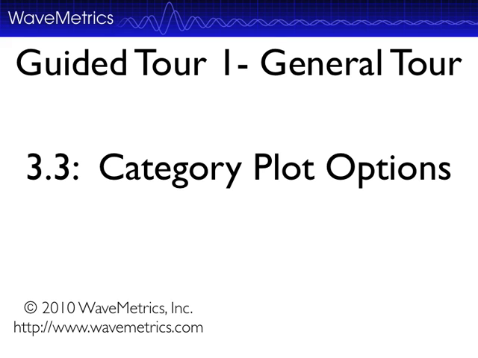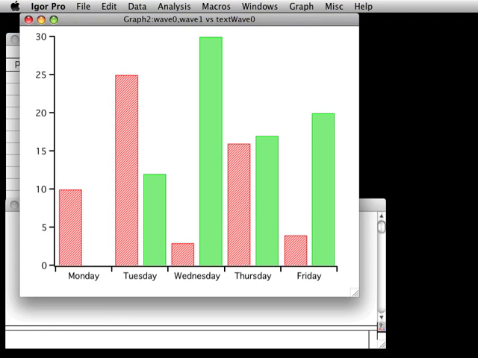In the last tutorial, I showed you how to create a category plot, also called a bar graph. In this tutorial, we'll explore various category plot options. Right now, the category plot shows 2 bars for each day of the week. Sometimes it's useful to display the data as 2 bars stacked on top of one another, instead of 2 separate bars.